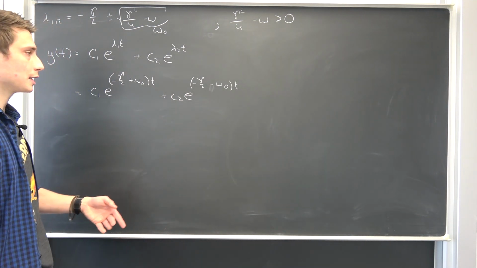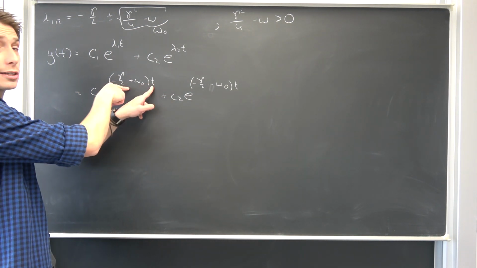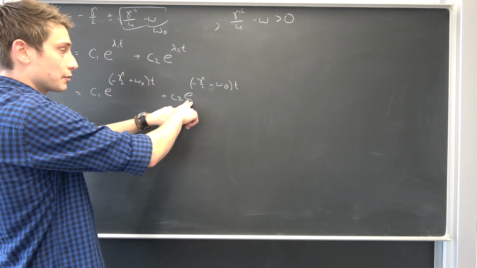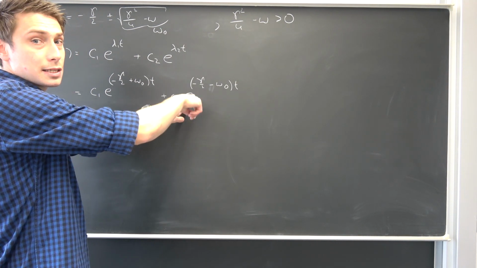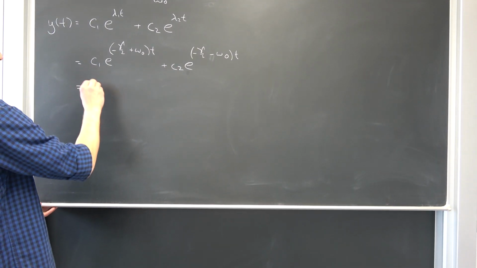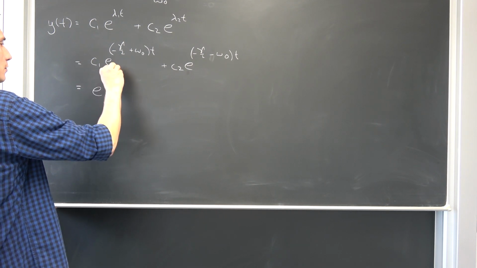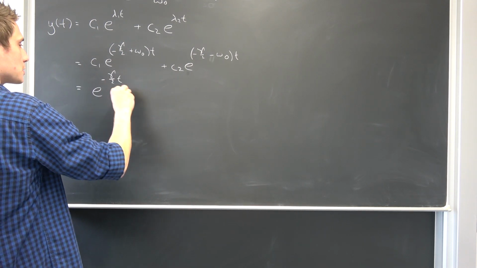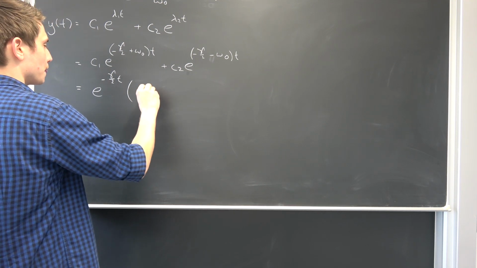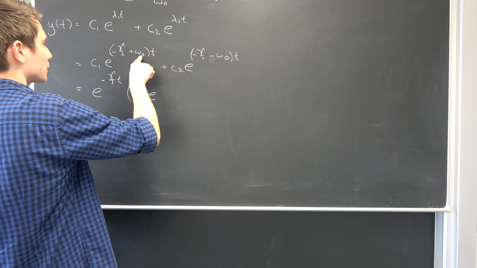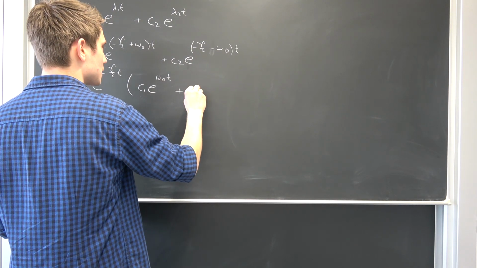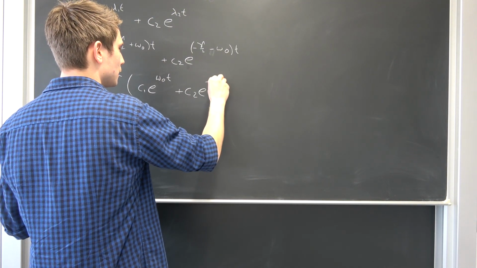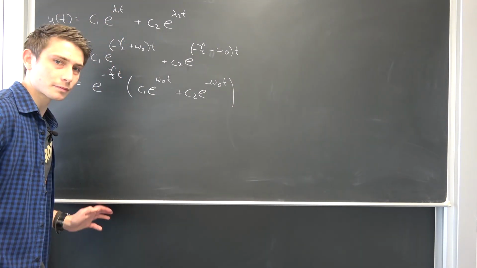And well, what you can now basically do, you can distribute this t into everything, and you are going to notice that you have the same common factor e to the negative gamma over 2 times t. So we can bring it to the outside, leaving us with e to the negative gamma over 2 times t times C1 e to the omega naught times t plus C2 e to the negative omega naught times t.